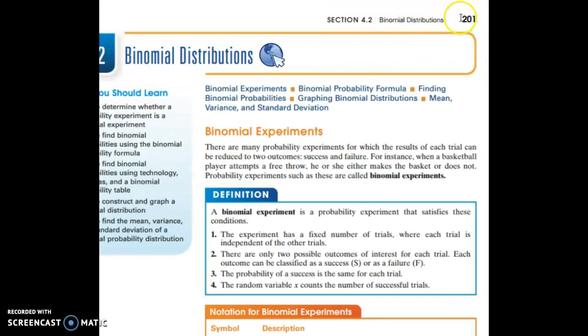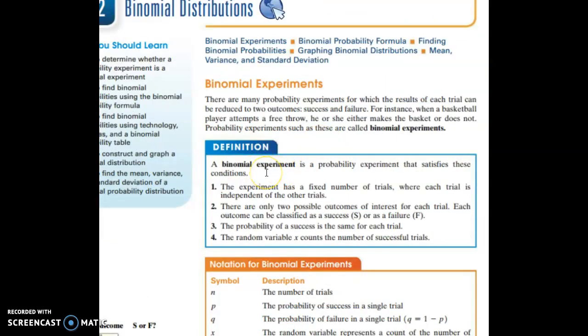And so looking back at what it means to be a binomial experiment, we will see that this is a binomial experiment. There are a fixed number of trials because in our example we have exactly 7 babies. So we have 7 trials. And each trial is independent of the other trials. One baby recovering or not recovering has no effect on the health of the other babies. So each trial is independent.